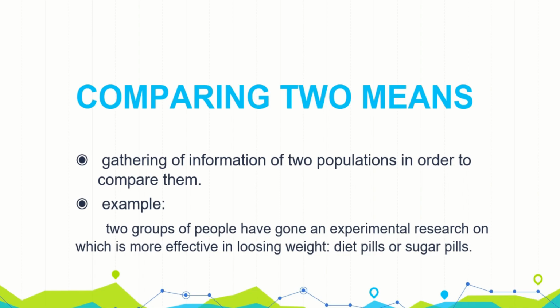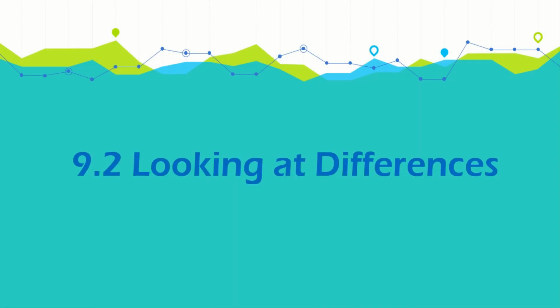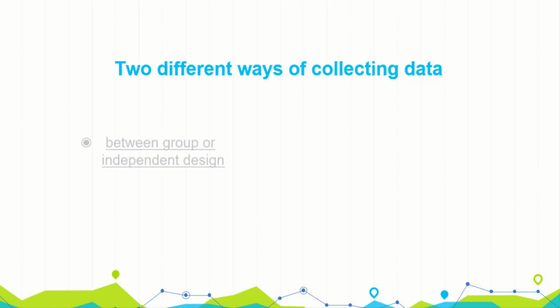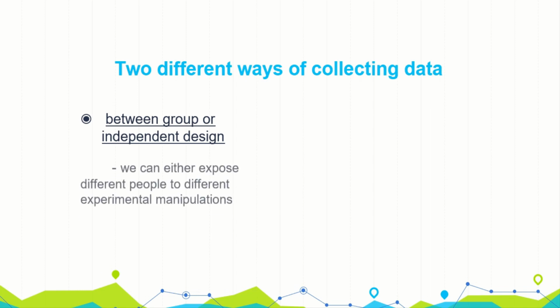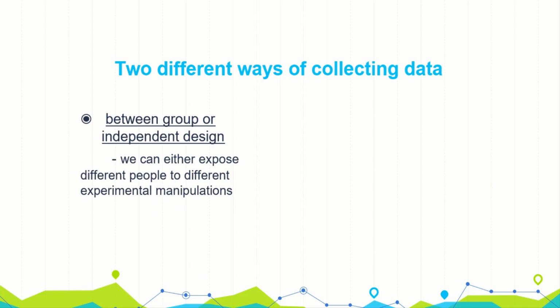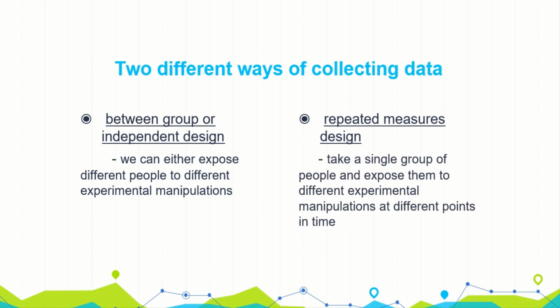Now let's proceed to the two different ways of collecting data. You see there the between-group or independent design. It means that we expose different people to different experimental manipulations. Next is the repeated measures design, which means taking a single group of people and exposing them to different experimental manipulations at different points in time.